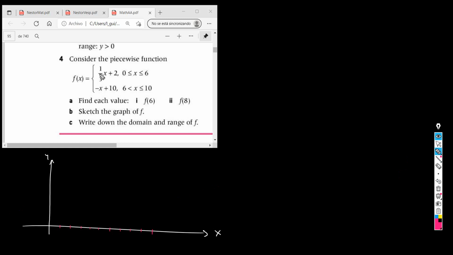And how does it behave? It behaves like this: one third of x plus 2 and minus x plus 10, which, if you understood anything about straight lines, you should realize are straight lines. f of x equals one third of x plus 2, and f of x equals minus x plus 10, right? These are straight lines. Remember, these are the slopes, minus 1 and 1/3, and these are the intercepts.